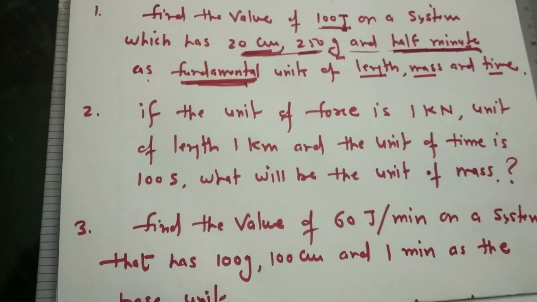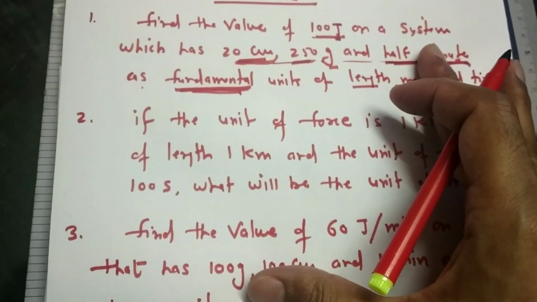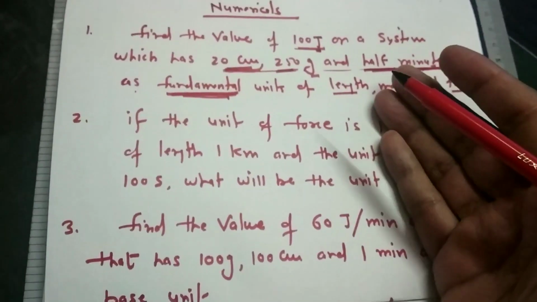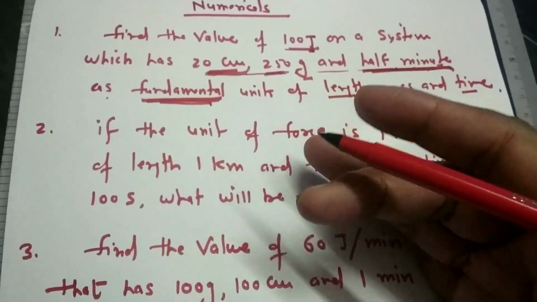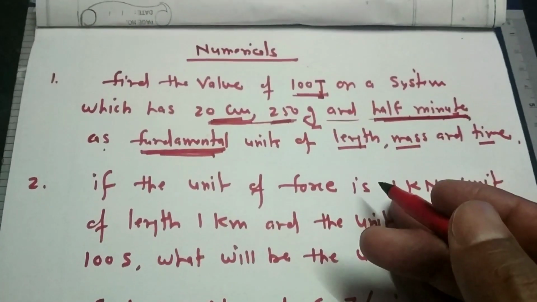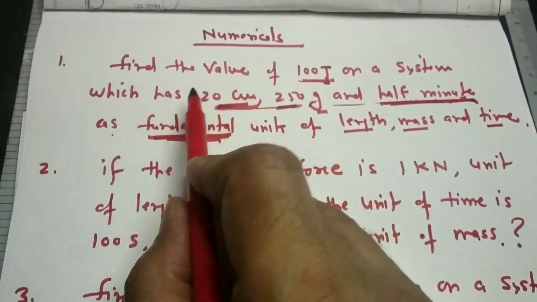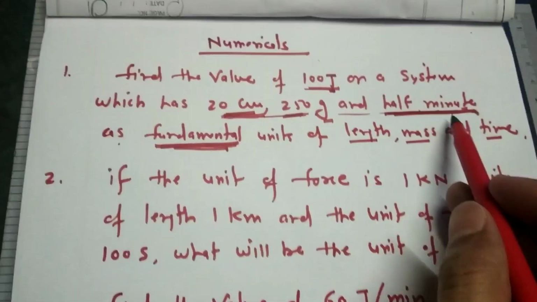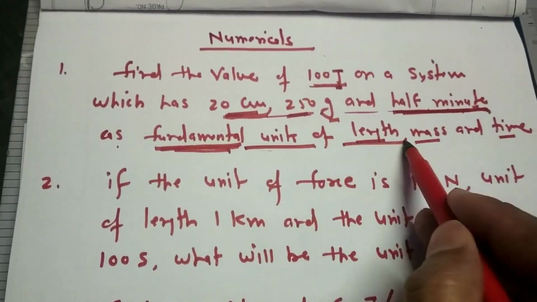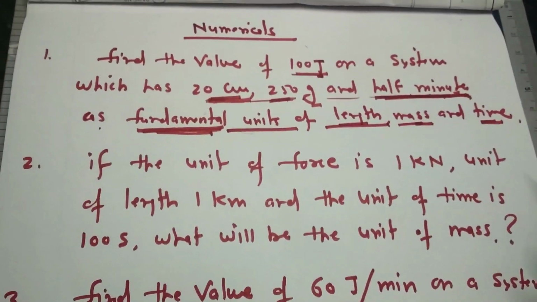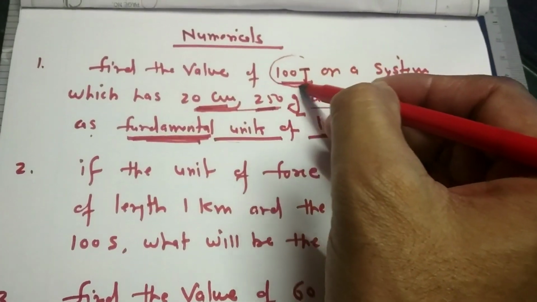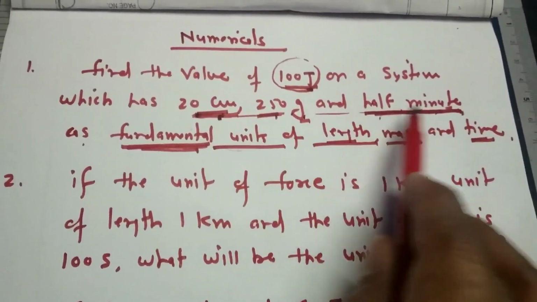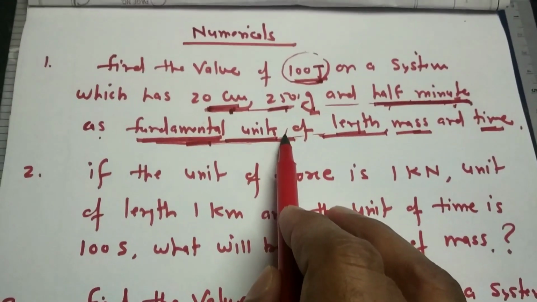Okay, now we will discuss the numericals related to this application. We know that according to the first application we can convert any physical quantity from one unit system to another unit system. So by these applications we will do the numericals. First is: find the value of 100 joule in a system which has 20 centimeter, 250 gram and half minute as fundamental units of length, mass and time. It means you have to convert 100 joule into these fundamental quantities.